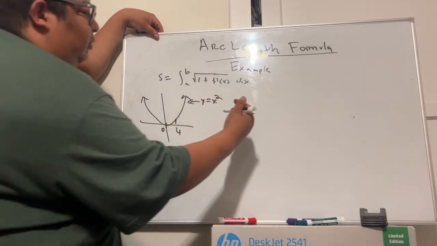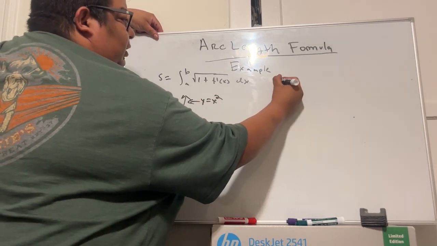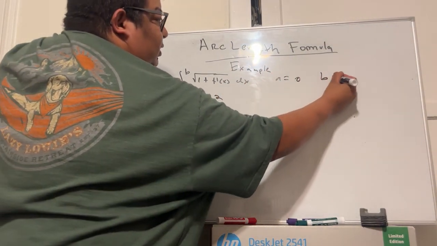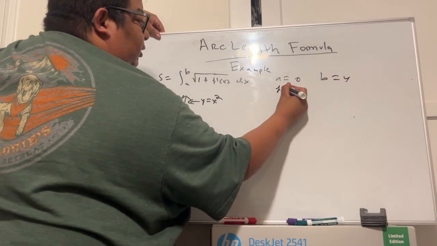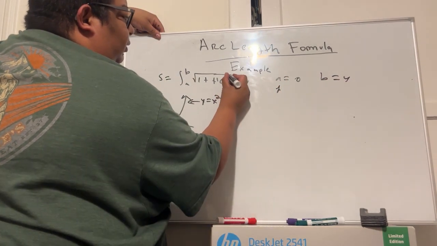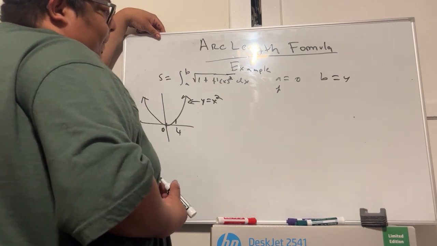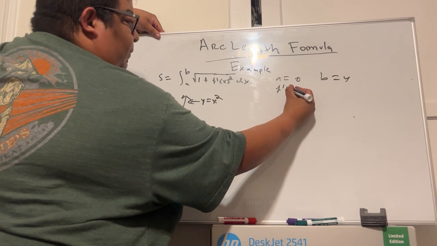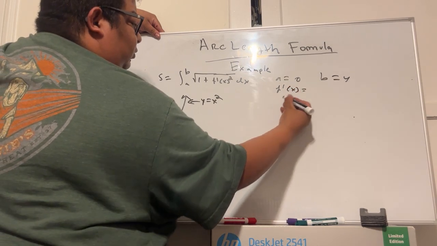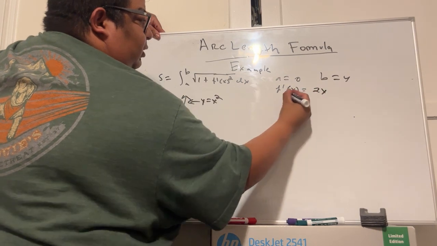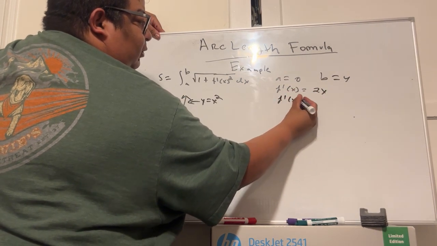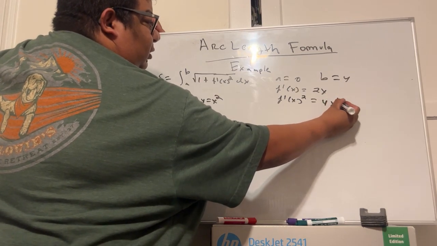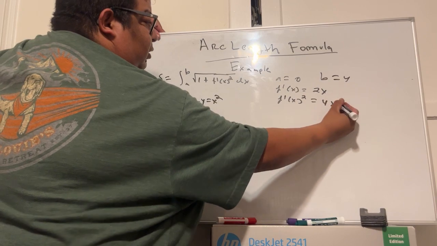Then for the formula, all we need to know is that A is equal to 0 and B is equal to 4. So this one is squared, remember. Okay, so f prime of x is equal to 2x, and then f prime of x squared is equal to 4x squared.